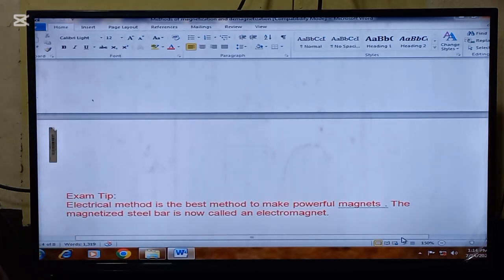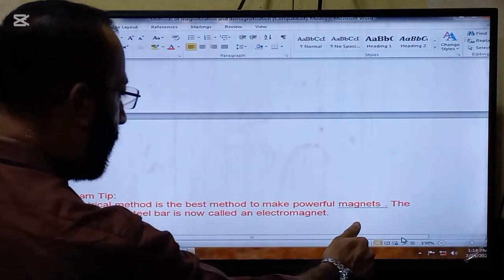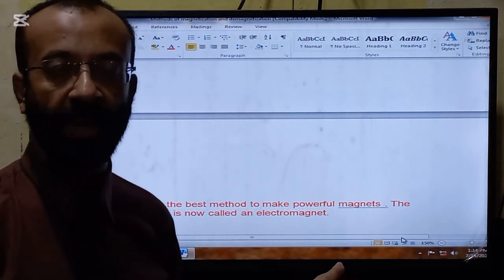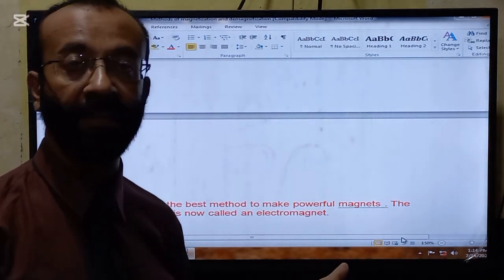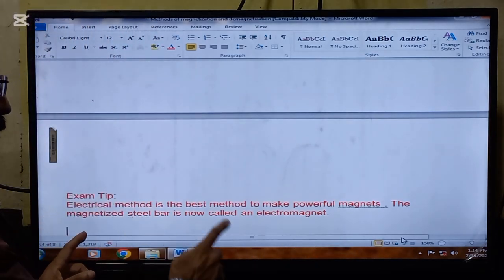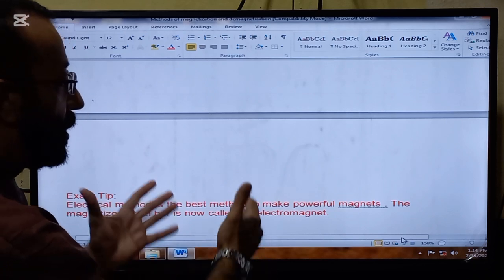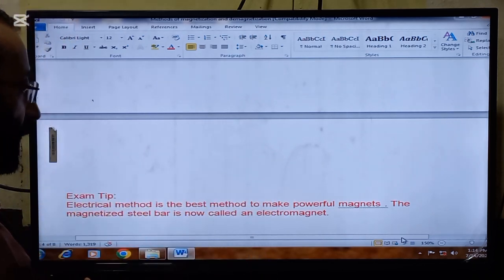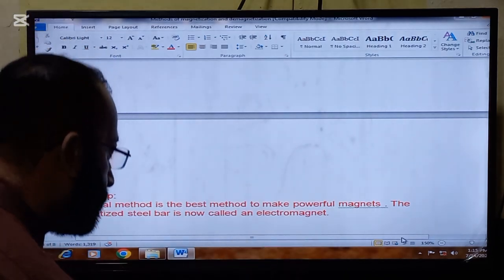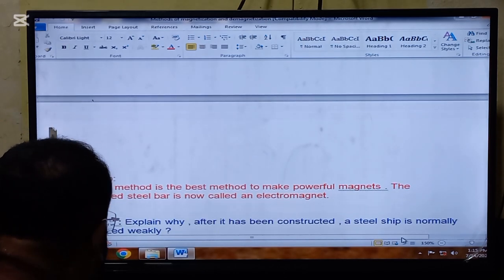Here is an exam tip for you people. Electrical method is the best method to make powerful magnets. The magnetized steel bar is now called an electromagnet. This is a very important point to be noted, because this question normally comes in paper number 1 in MCQs. So the magnet which is produced by the electrical method is called an electromagnet, and this is the most powerful method.